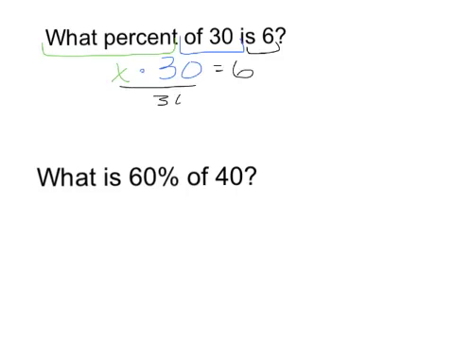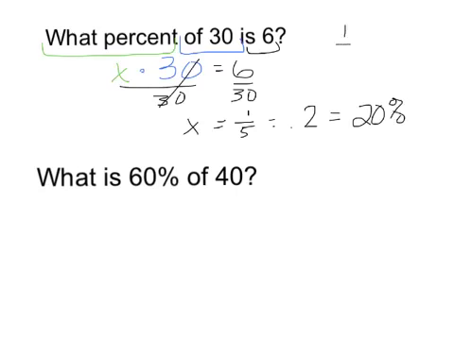Divide by 30, divide by 30. So x would equal 1/5, which if I divided would be 0.2, or it would also equal 20%. 1/5 is going to equal 20 out of 100. So therefore, 20% would be my final answer.